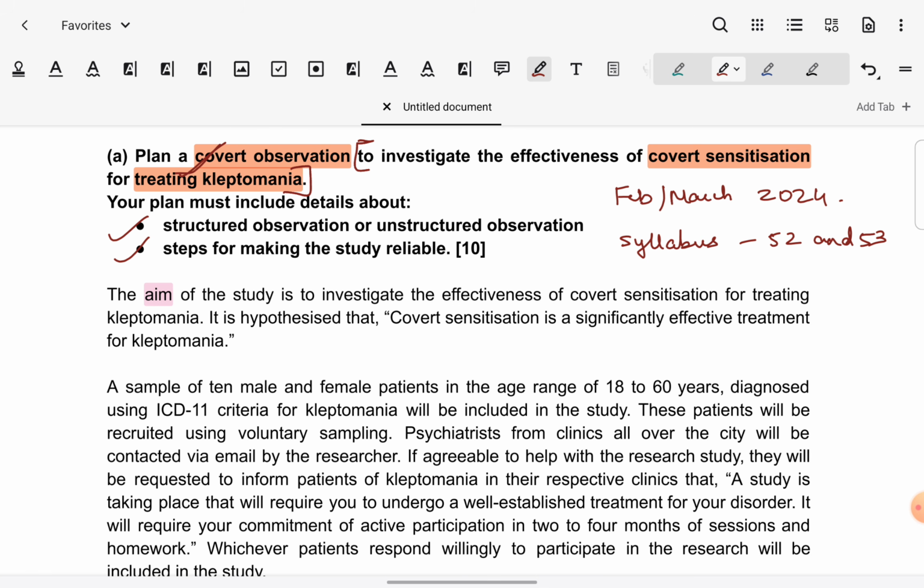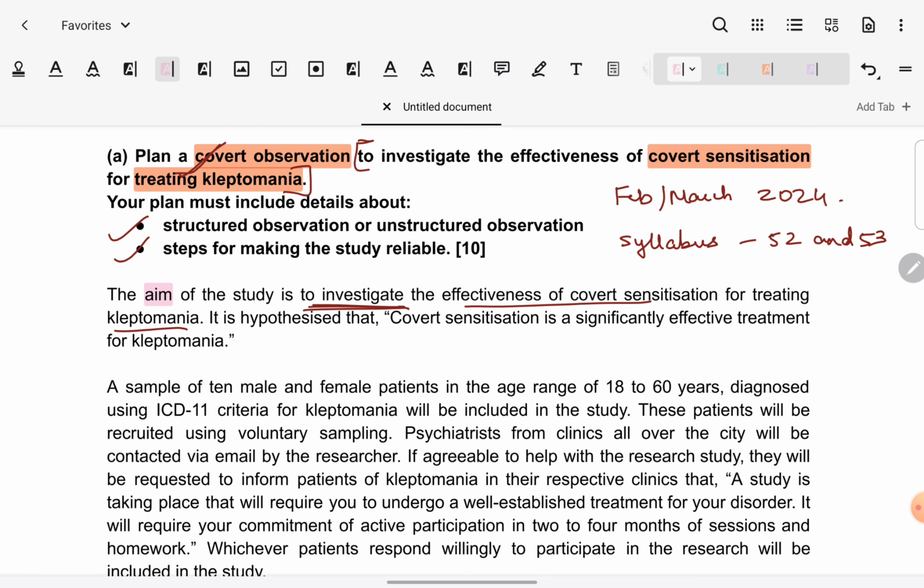Just keep one thing in mind. The aim must always begin with the words to investigate or to find out. Okay, don't confuse between hypothesis and aim. In the aim, just give the general purpose of the study. So in this case, it is to investigate effectiveness of covert sensitization for treating kleptomania.